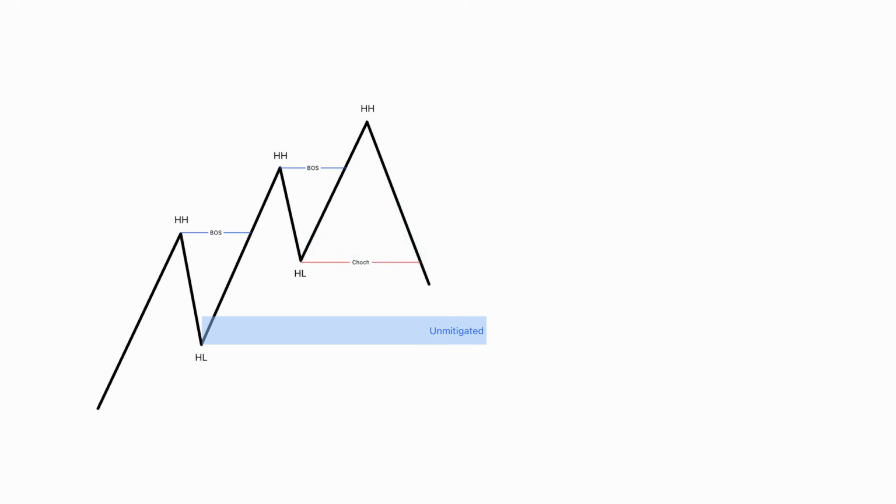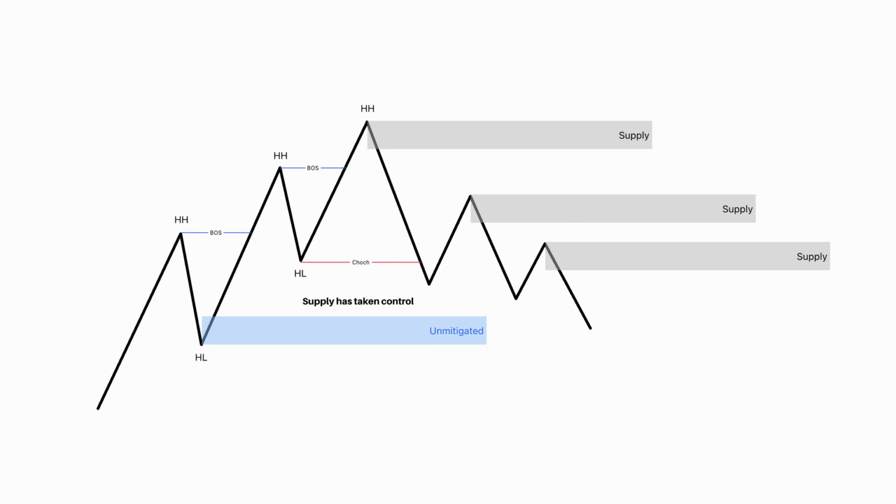However, breaking below this valid demand area is called a change of character and indicates 2 things. First, supply has taken control over demand. Second, a valid supply area has been formed. Then the price continues pushing down, creating supply areas until we reach the next unmitigated demand area in front of the price.